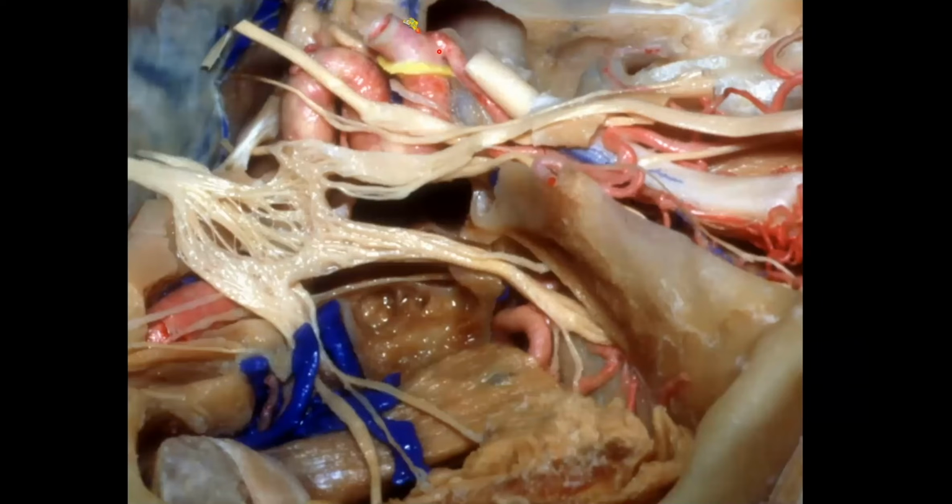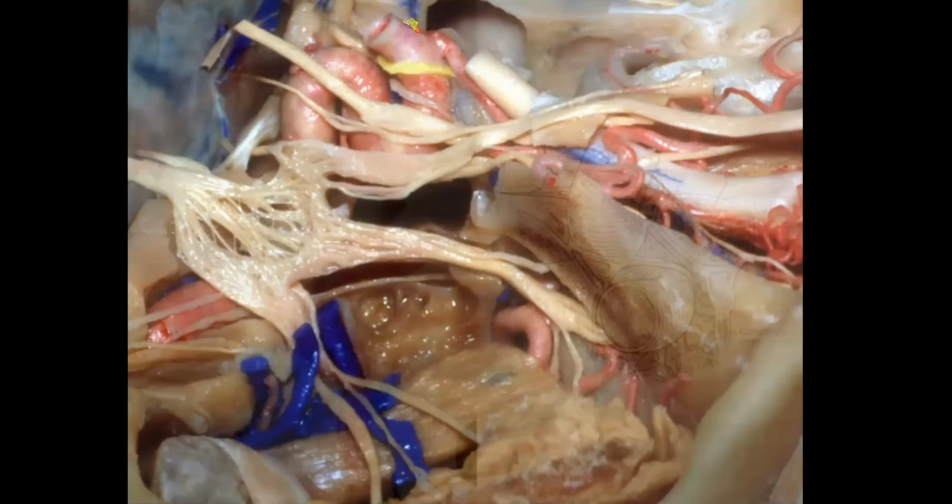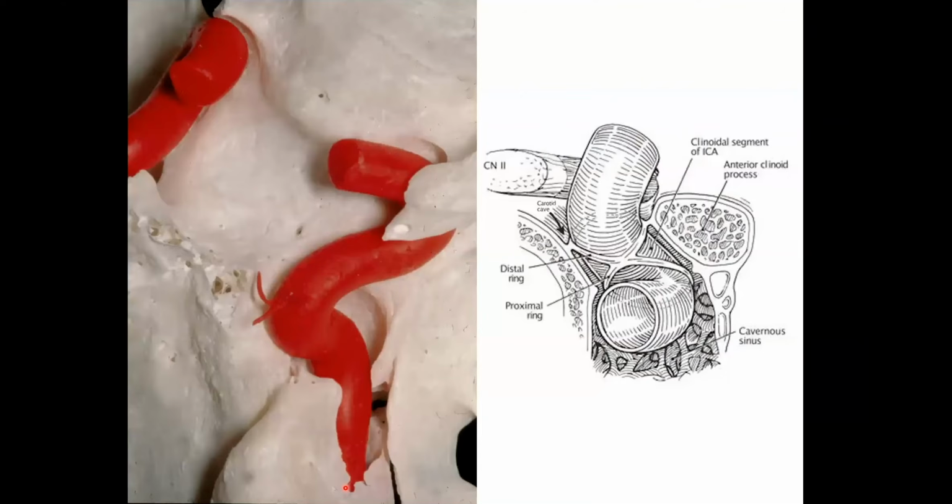So let's take a closer look at this C5 region before we move intradural. Okay. So again, here's where the foramen lacerum would be. This is the internal opening of the carotid canal, foramen lacerum. And this is the clivus. This is a right side ICA.